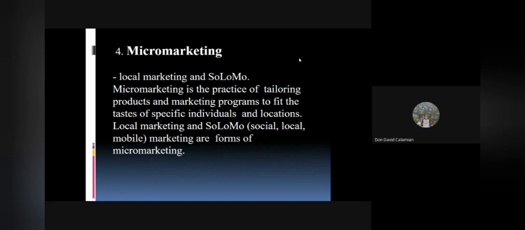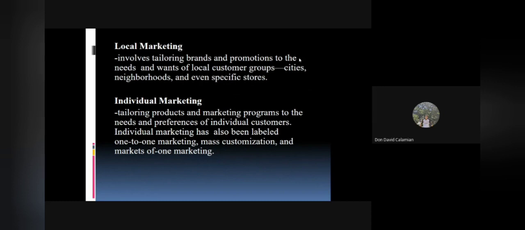So this sa micro marketing divided siya into the local marketing, which involves tailoring brands and promotions to the needs and wants of local customer groups, cities, neighborhoods, and even specific stores. So, siya is focus siya sa yung targets is specific groups with specific traits. While sa individual marketing, tailoring products and marketing programs to the needs and preference of individual customer. So individual marketing has also been labeled one-to-one marketing, mass customization, and markets of one marketing. So ang iya pong mga targets is kanang mga individual customers with specific characteristics and traits.